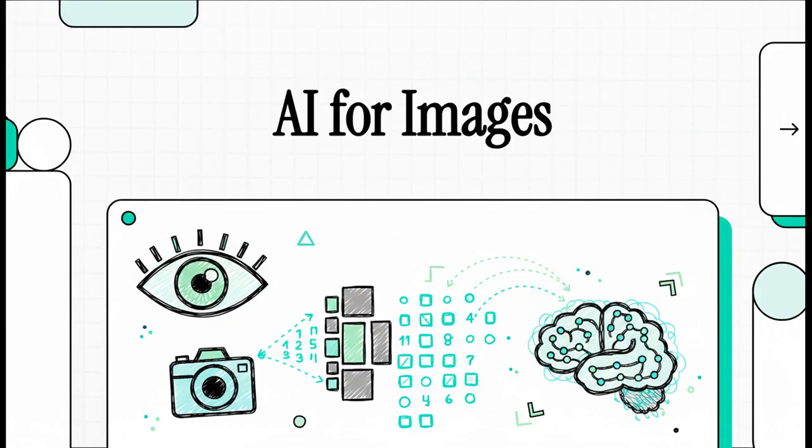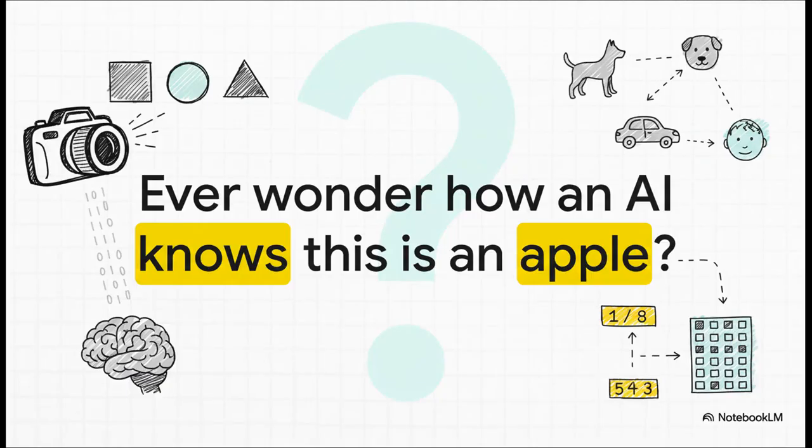Well, today we're going to pull back the curtain and find out how machines actually see and make sense of the visual world. Seriously, think about it. How does a machine, a bunch of code and circuits, look at this picture and know it's an apple? It's one of those questions that sounds super simple, but the answer is what unlocks the entire field of computer vision.